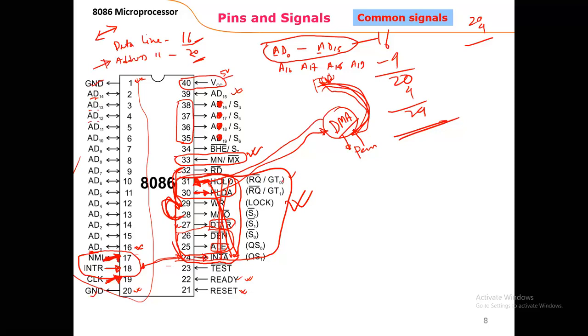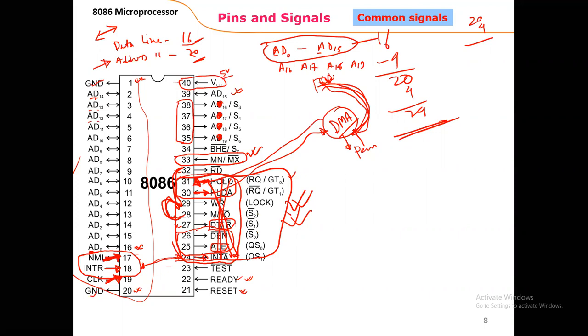Request/grant 0, request/grant 1, lock, status 2, status 1, status 0, queue status 0 and queue status 1. Okay, these 8 pins are active, and the hold acknowledgement, write, IO/M bar, DT/R bar, DEN (data enable), ALE, and interrupt acknowledgement are all inactive. Only these 8 change to those 8. If maximum mode, then these 8; if minimum mode, then those 8.